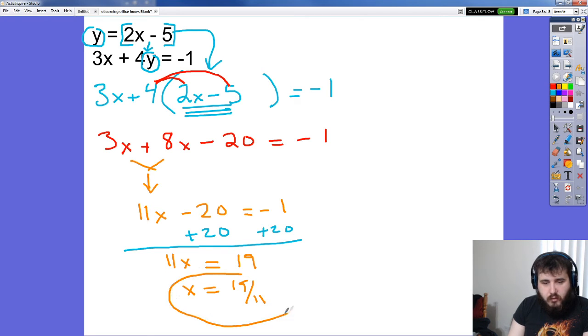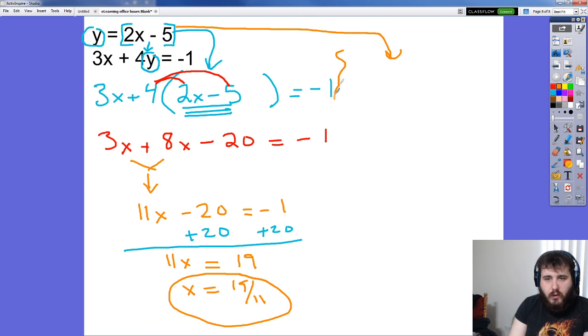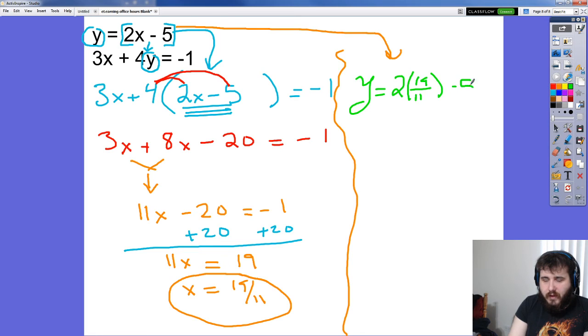That is x. Already we're almost done, because we know what x is, and we know y is solved for here, so let's take this equation and plug x into that equation. Y equals 2x minus 5. Now I'm going to take this 2 and multiply it to the fraction.